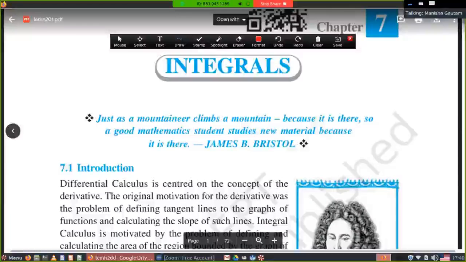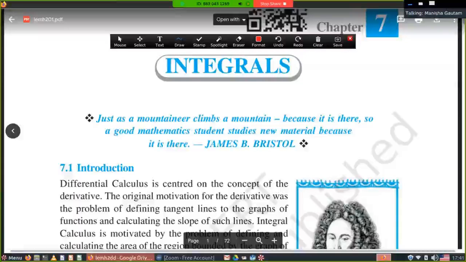As we have studied chapter 5 and chapter 6, the first part of calculus, that was differentiation of functions and application of the derivatives. Now integration is an antiderivative. We will here do all the processes which are anti to the derivative.